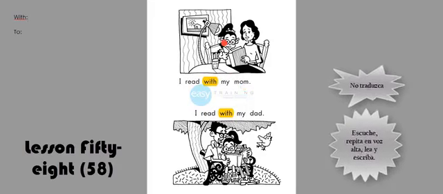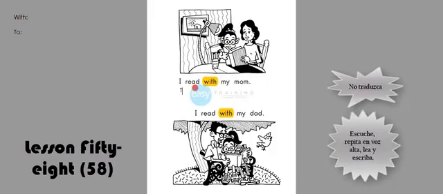The girl reads with her mom. Ahora yo tomo mi lugar y yo digo, the girl reads with her mom. Ya no puedo decir my mom, porque esa no es my mom. Es la mom de esta girl. Por eso digo with her mom. The girl reads with her mom.